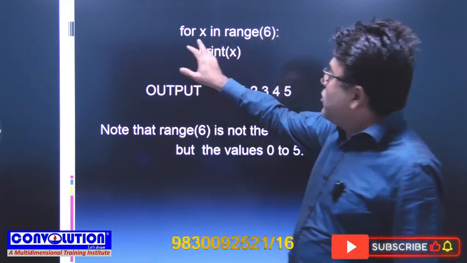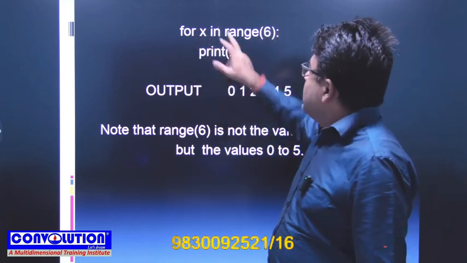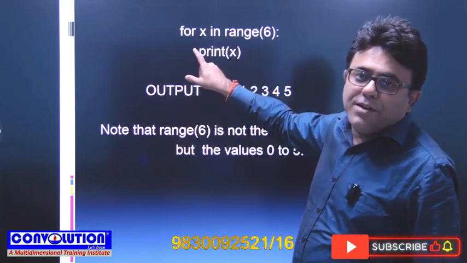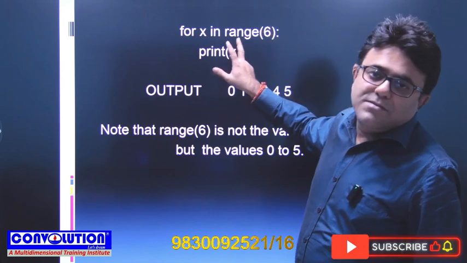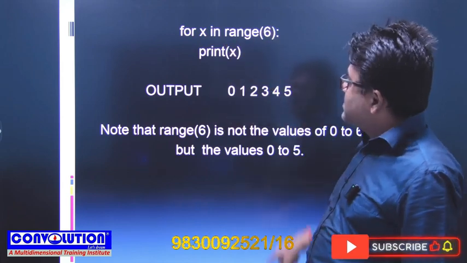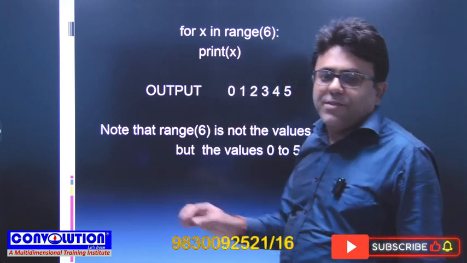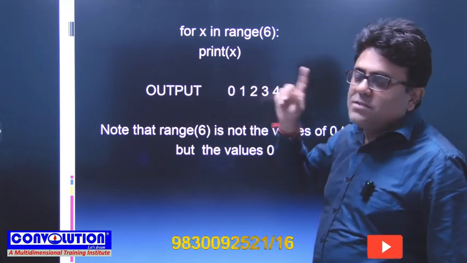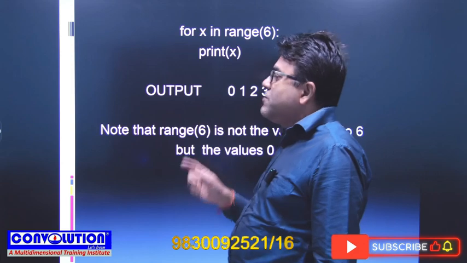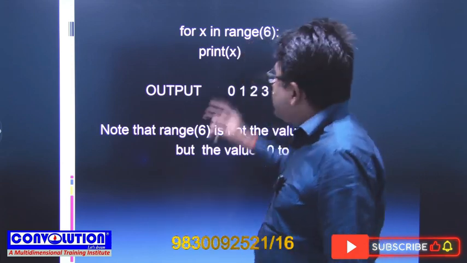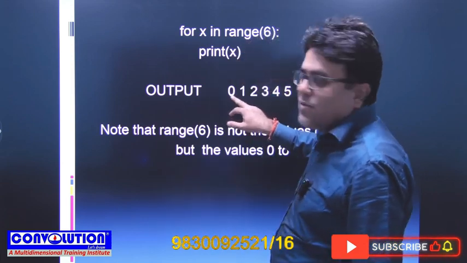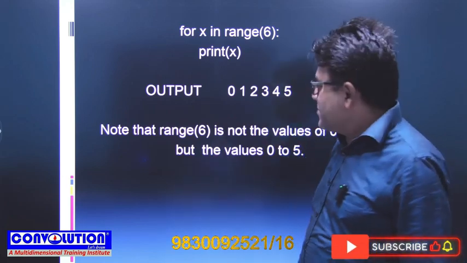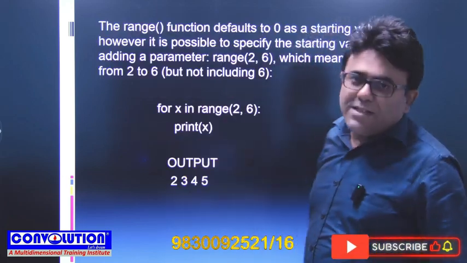So we are running a for loop. x is a normal variable. The assignment will start from 0, not from 1, and it will continue till 5. So my output will come like this: 0, 1, 2, 3, 4, 5. Again, the starting value of the range function is 0, not 1, and it will stop at 5, not at 6.